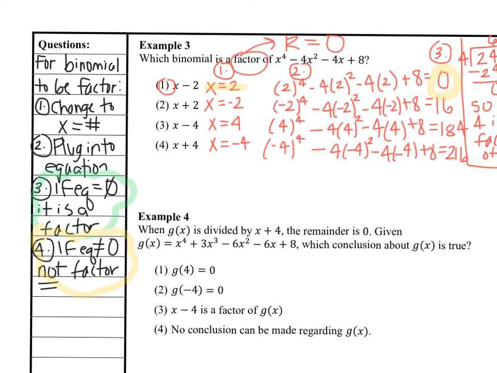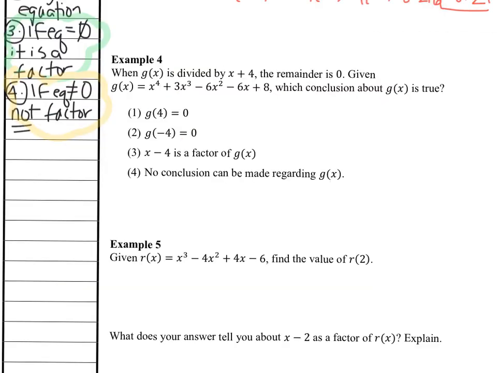The last two examples are down here, so I'm going to scroll down. Example 4: when g of x is divided by x plus 4, the remainder is 0. If that's true, then x plus 4 is a factor. They're telling you that it is a factor, which means that x equals negative 4, the opposite sign, is a root for the function.